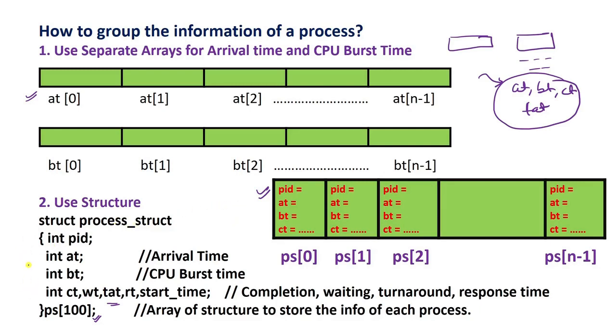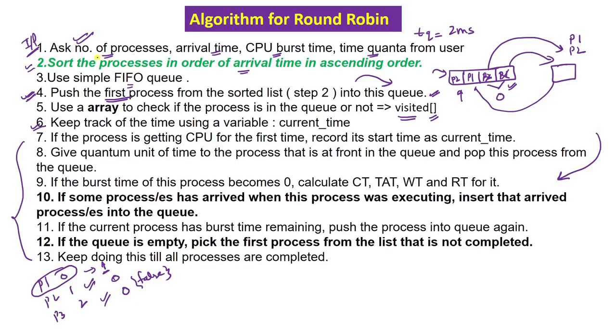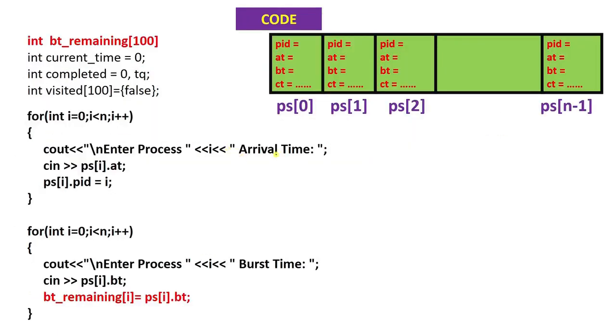Now let's proceed forward. Let's see how we can scan the number of processes, arrival time, CPU burst time, and time quantum from the user. Here you can see for inputting the arrival time, we have taken a for loop. For inputting the burst time, we have taken a loop. And how can we scan the number of processes? We can just use cin, if we are talking about a C++ program. For a C program, you can just use scanf.